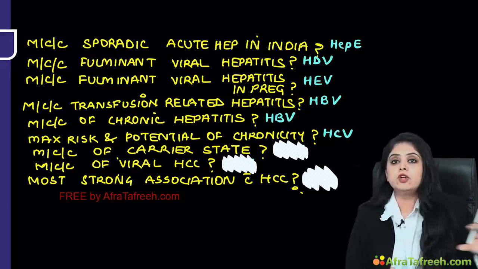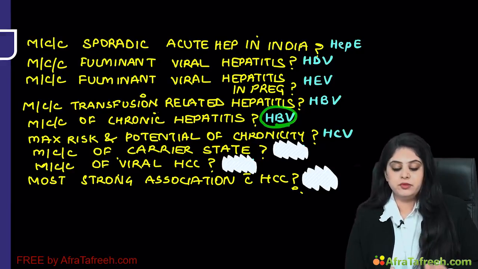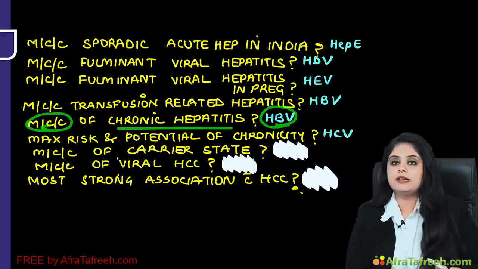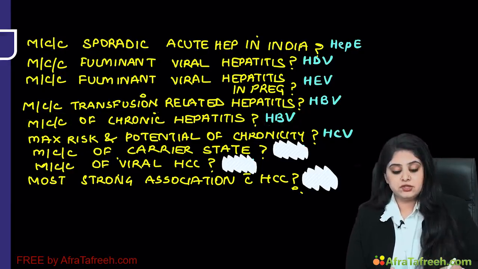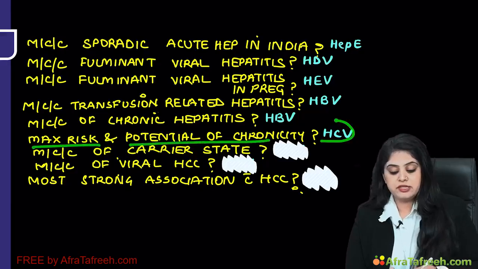Dekho, if you look at the overall incidence, hepatitis B is more common. So the most common cause of chronic hepatitis becomes B. But who is more dangerous? That is the more potential of chronicity, that is hepatitis C.